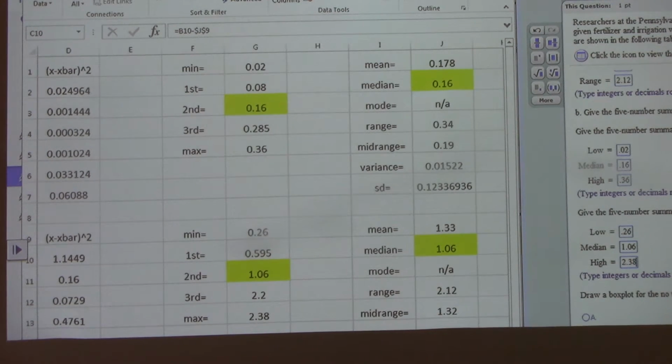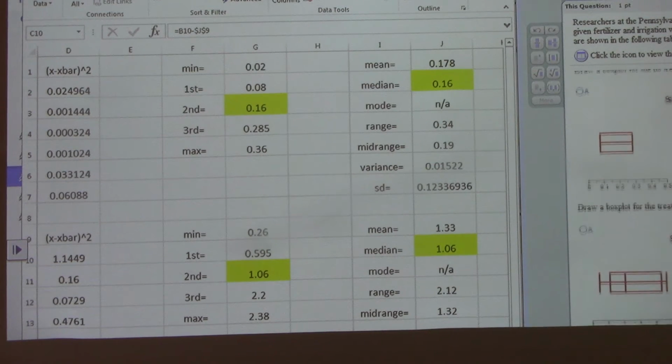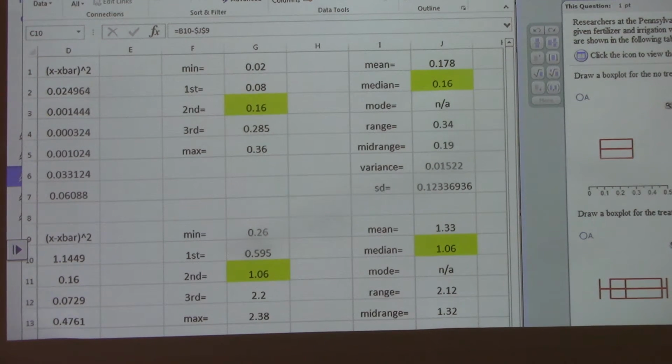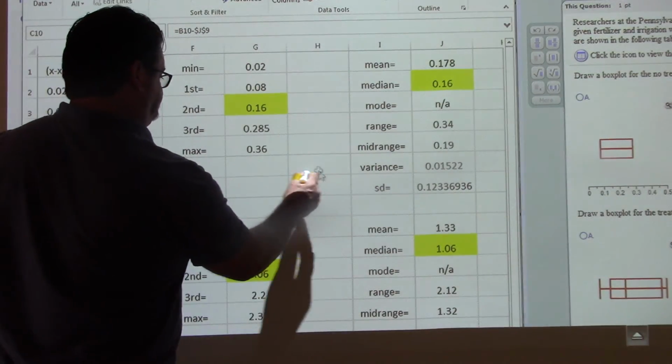Draw a box plot. Okay, let's do that. I didn't know this was on here, I'm sorry. Box plot, first thing you're going to have to do is draw a number line, and I'm not gonna be able to, because it ain't gonna let me, I bet. Nope.